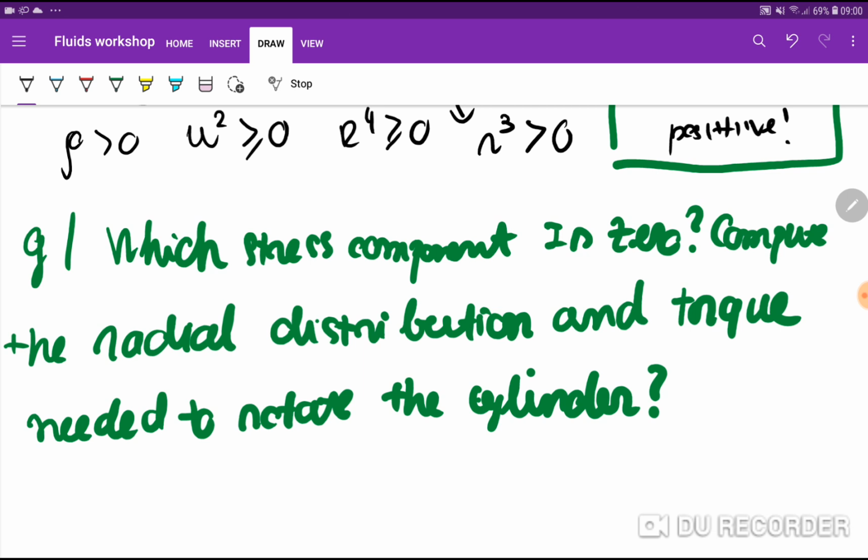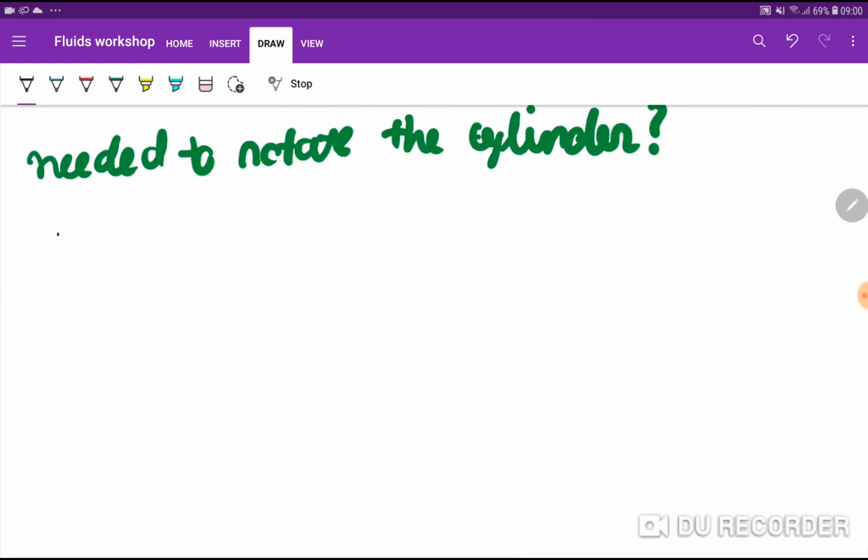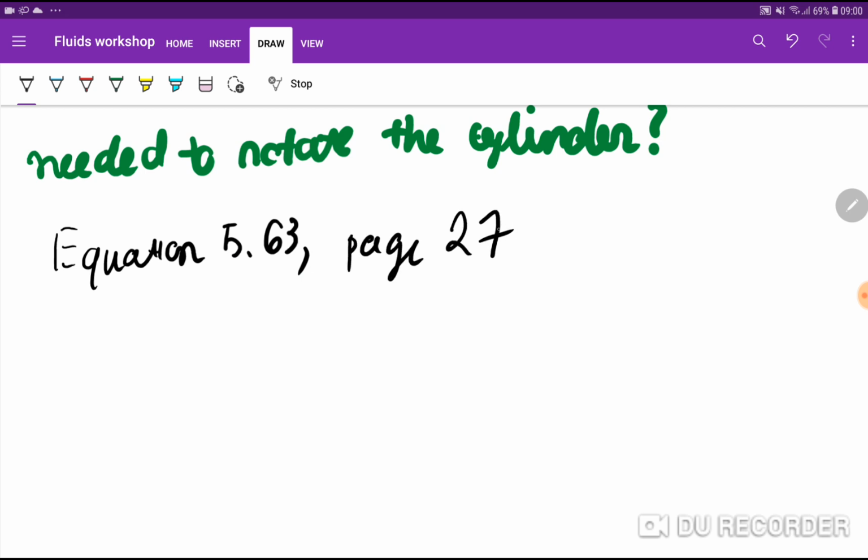Okay, so let's go ahead and find the stress component. They only ask for the radial distribution though, but I would like to give y'all some insight about the other components as well. So let's jump to equation 5.63, page 278. Let's see what we found.